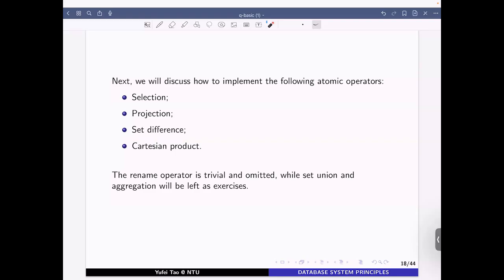And furthermore, aggregation can also be processed using an algorithm that's quite similar to the algorithm I'm going to explain for projection. So these two operators will be left as exercises. Actually, they serve as very good exercises. I'm going to focus on these operators here. Okay, cool.